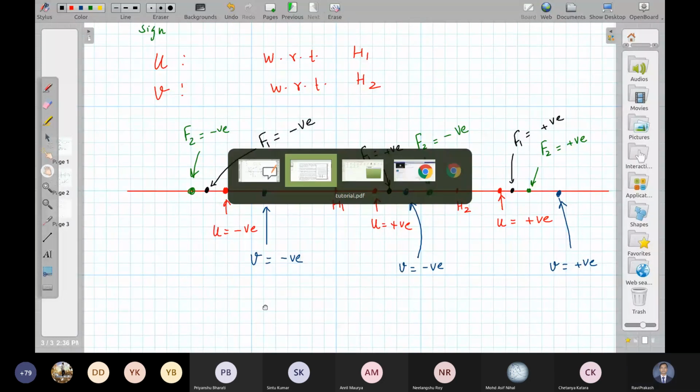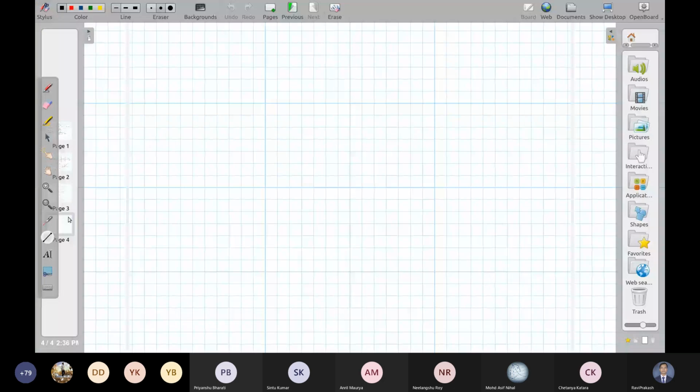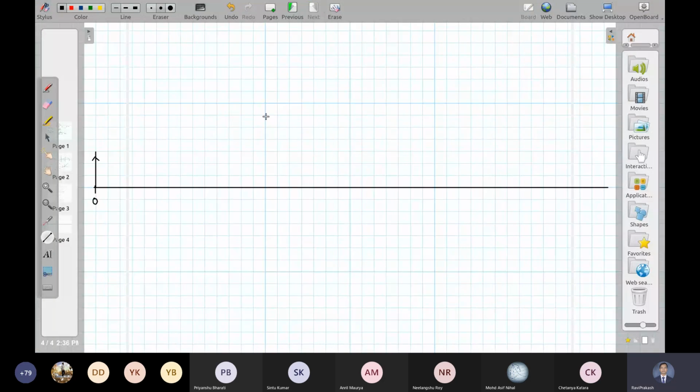What is written here? An object is placed at x is equal to 0. So we have one reference line. Let us say we have x is equal to 0 here. Some object is here. This is the object. A convex lens of focal length 20 centimeter is placed at x is equal to 30. Let us assume this is the x is equal to 30 position. We have a convex lens here.